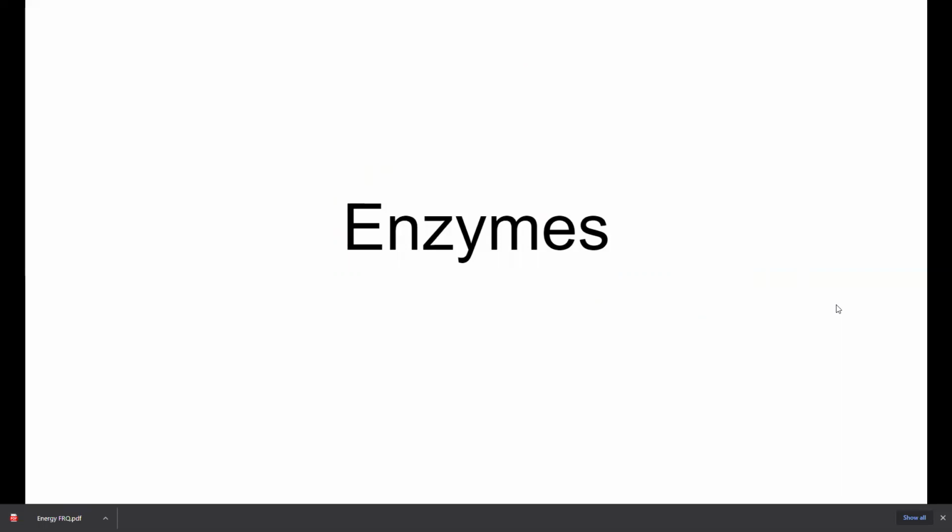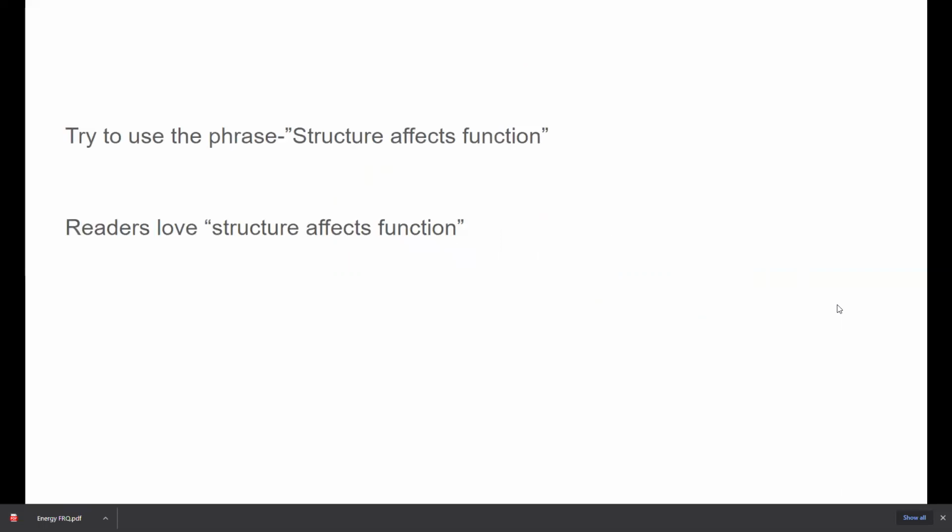Now let's talk enzymes. Almost every enzyme question that I've seen is going to talk about the fact that the structure of enzymes influences the function of the enzyme. So if there's an enzyme question and you can fit into the answer this statement, the structure affects the function, you're going to do well. They really like that, and then back it up. Readers really like that idea. It's a big idea for AP biology.